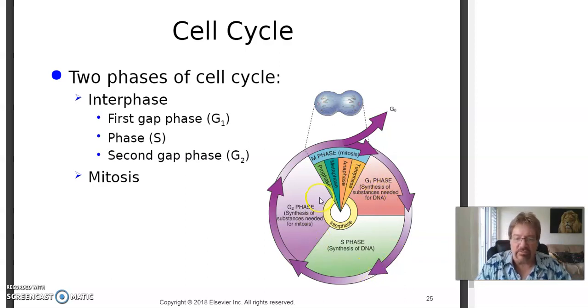Interphase is the resting phase. This is G1, S phase. And then the M phase is the actual mitosis, the actual cell division. And it has, here's the word mitosis again, 4 stages. Prophase, metaphase, anaphase, and telophase.